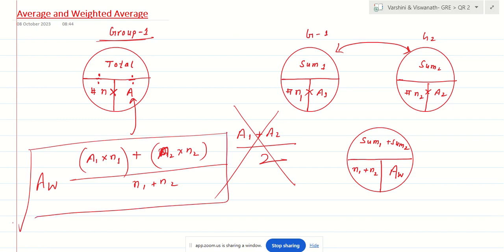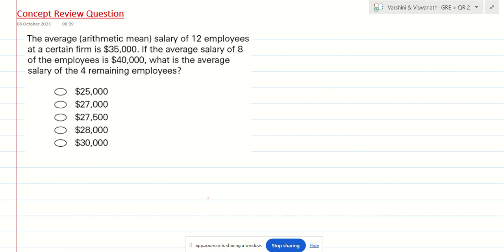So whenever we have multiple groups, we talk about the weighted average. If there is only one group, we always consider the average. Clear? Completely? Let's go ahead. We'll try this one question.